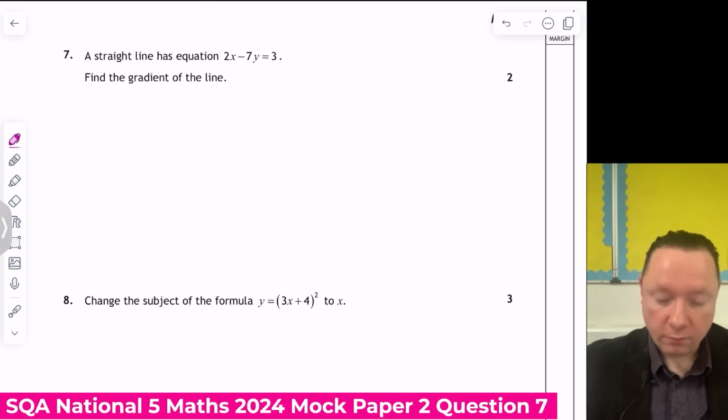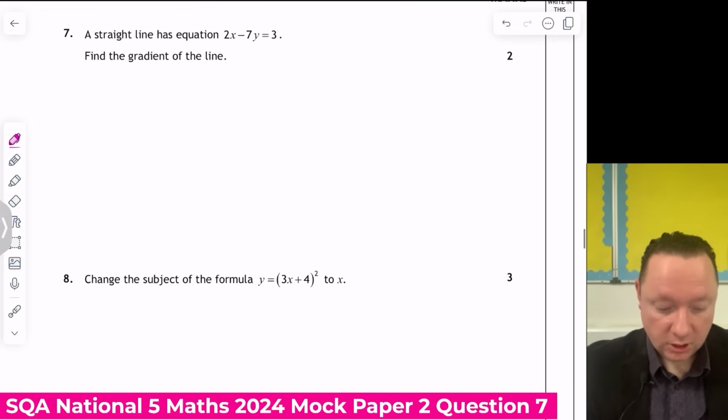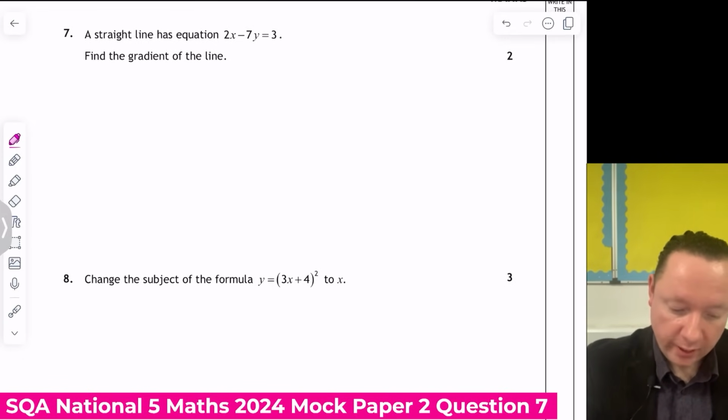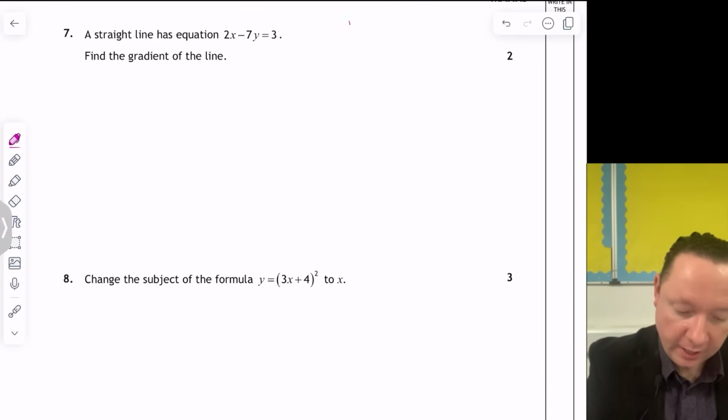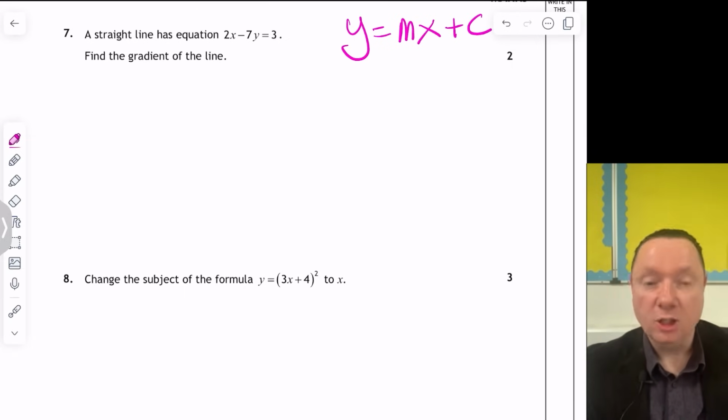Now, it looks like we've fixed ourselves, so this is actually the 7th question, it's number 7. A straight line has equation 2x minus 7y equals 3, find the gradient. So gradient, if it's written like this, is giving you the equation, you're looking to rearrange it into y equals mx plus c. Don't immediately jump in and say the gradient is 2.